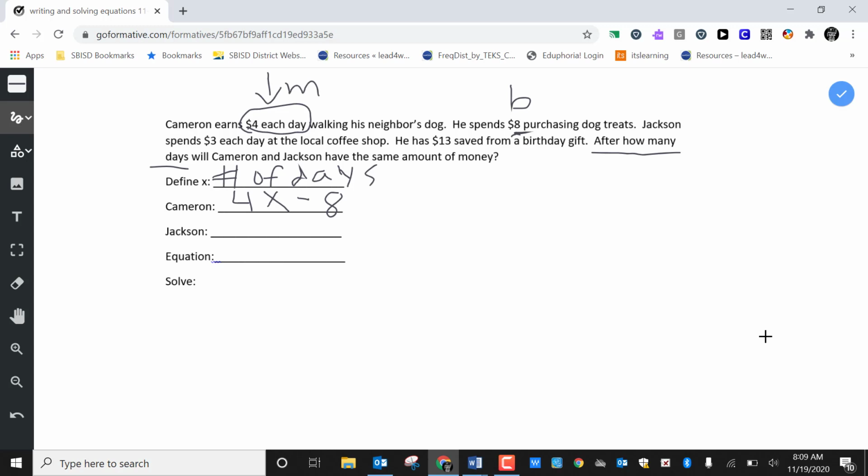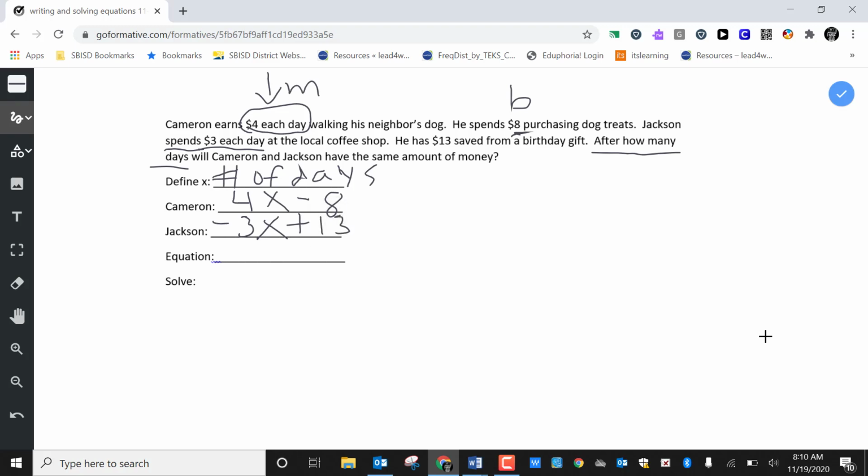Jackson spends $3 each day at the local coffee shop. He has saved 13 from a birthday gift. So once again, what are we going to be multiplying by the number of days? So here it says $3 each day. Now, if he's spending $3 each day, that means he's taking money out. So it's going to be a negative 3x, but he saved 13, so plus 13.